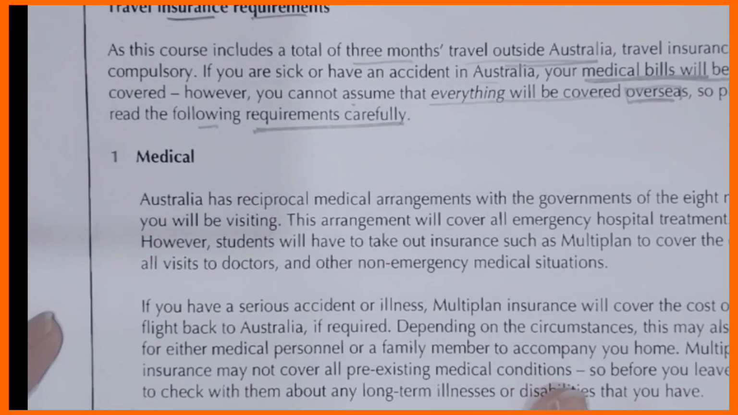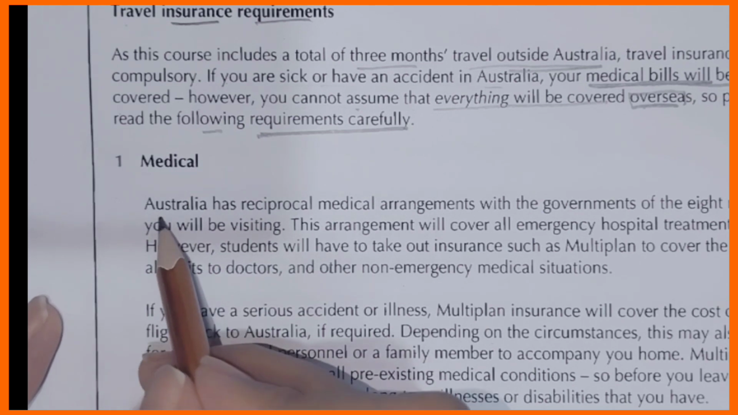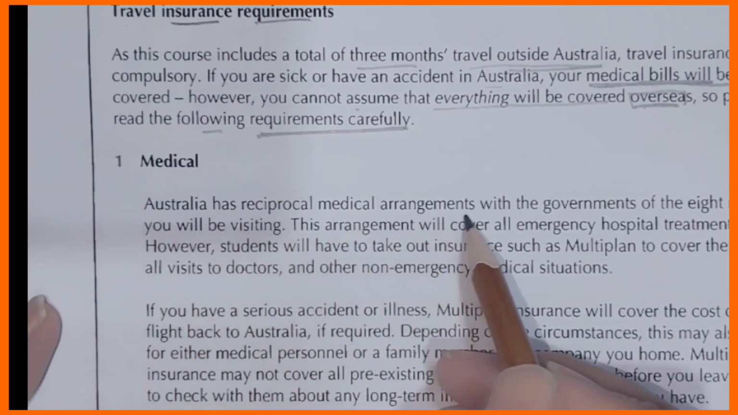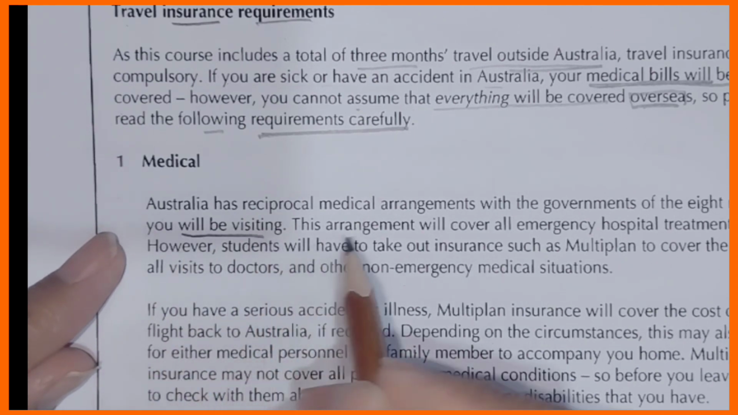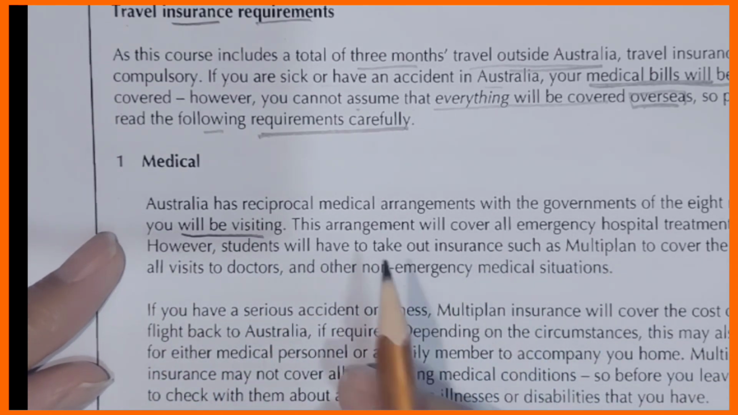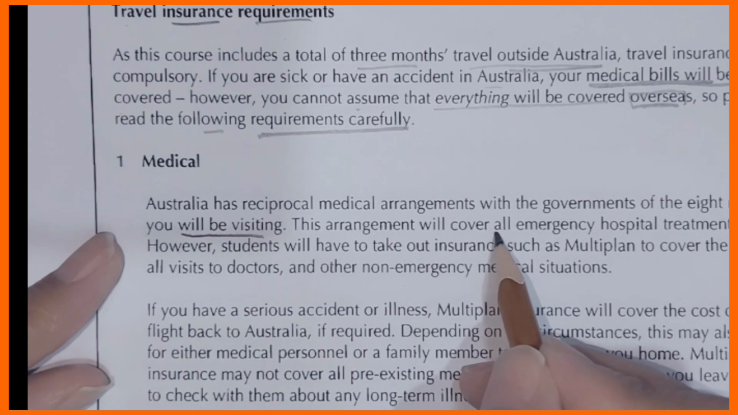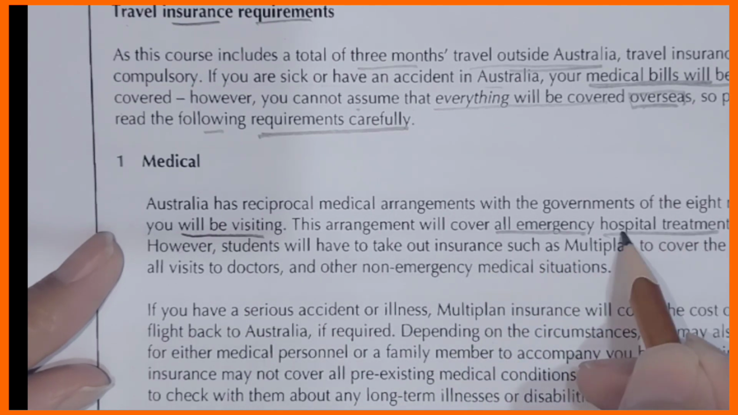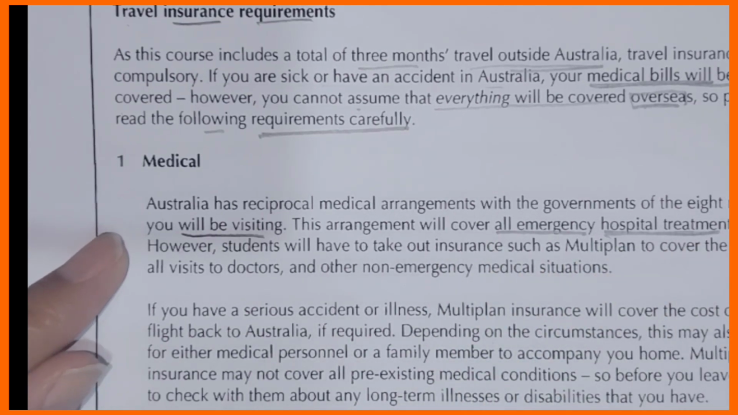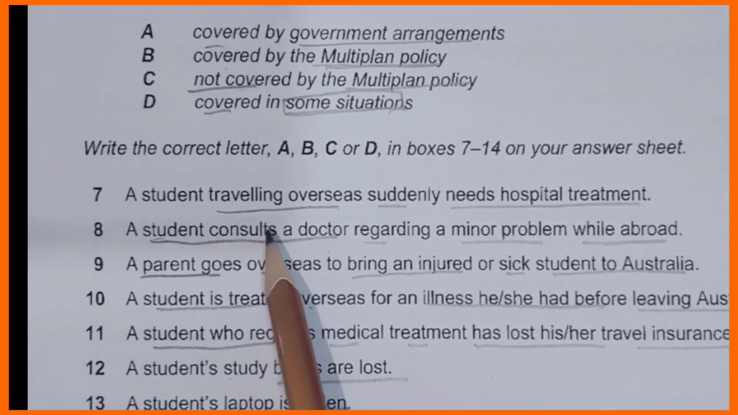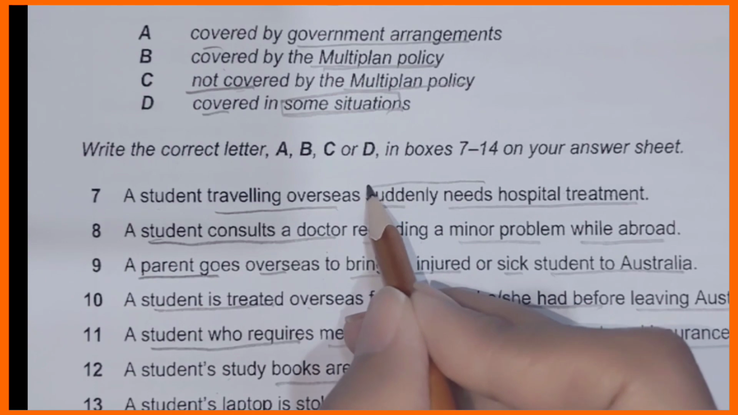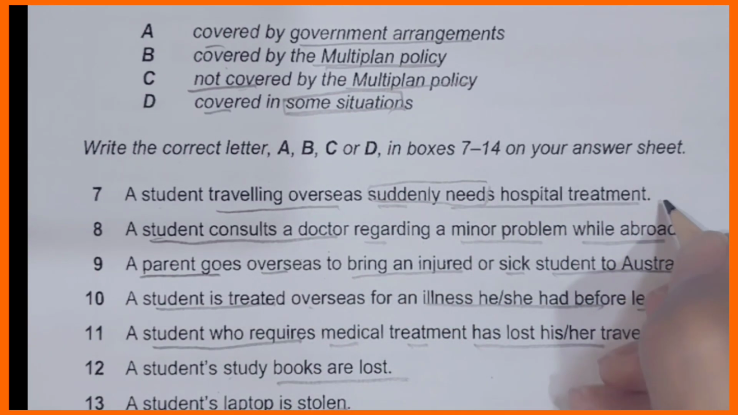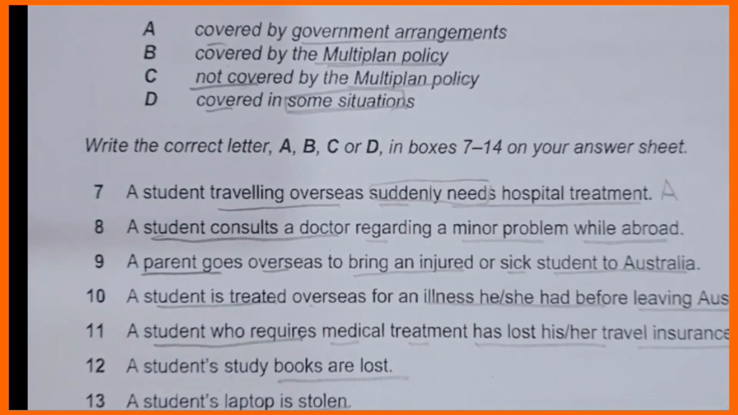What is the first requirement? Medical. Australia has reciprocal medical arrangement with the governments of the 8 nations you will be visiting. So the 8 nations you will be visiting, they are having the arrangement. So the arrangement will cover all emergency hospital treatment. So what was the first? Traveling overseas suddenly needs hospital treatment. Suddenly needs means emergency treatment. So what will be the answer? Answer is A. Hospital treatment.